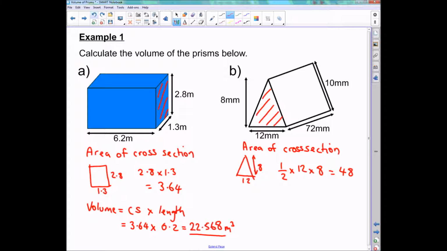Again, the volume I need to work out is the cross-section times the length. For my triangular prism, my cross-section was 48, and my length here is 72. So again, multiplying those on my calculator, I get the answer of 3,456. And again, my units are millimeters cubed.